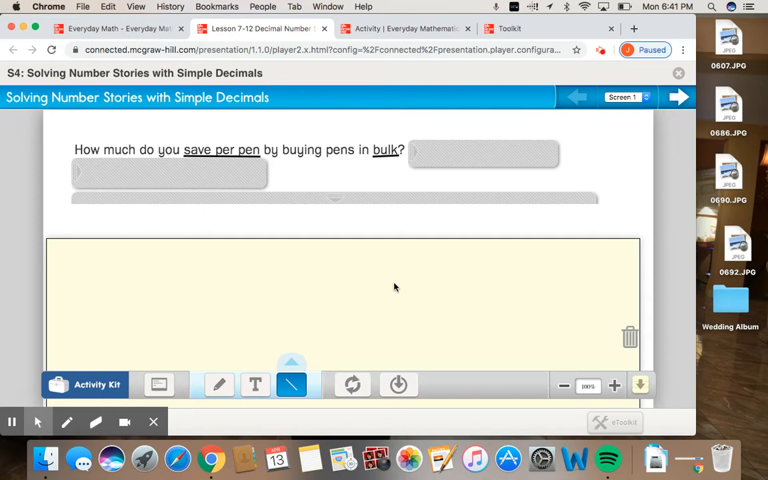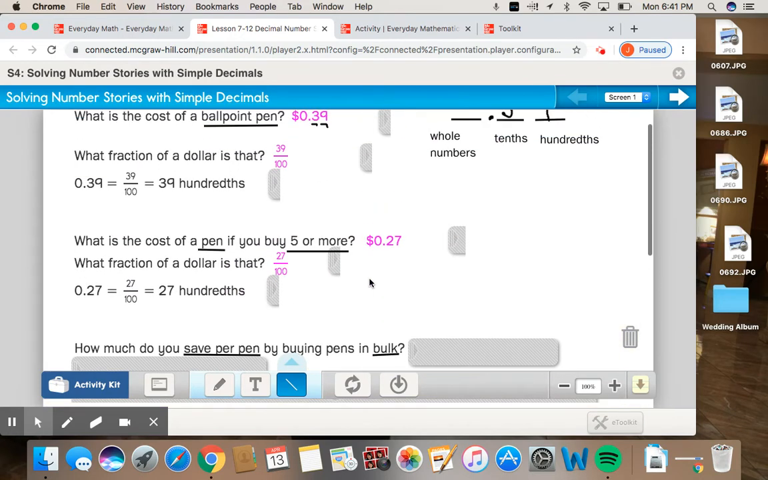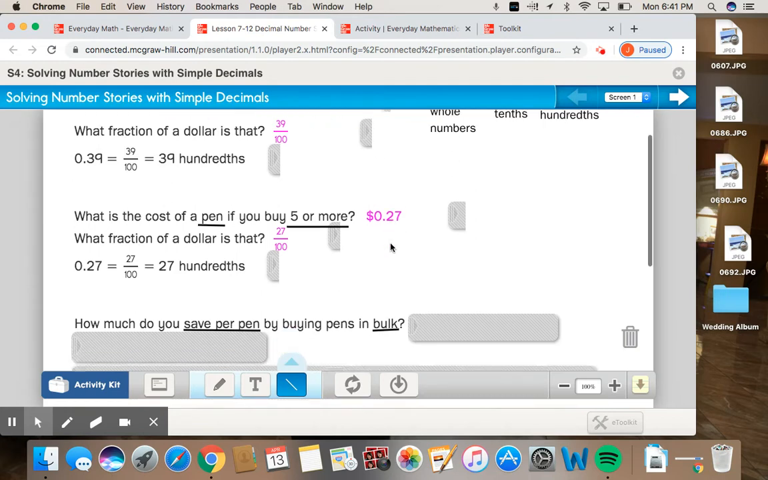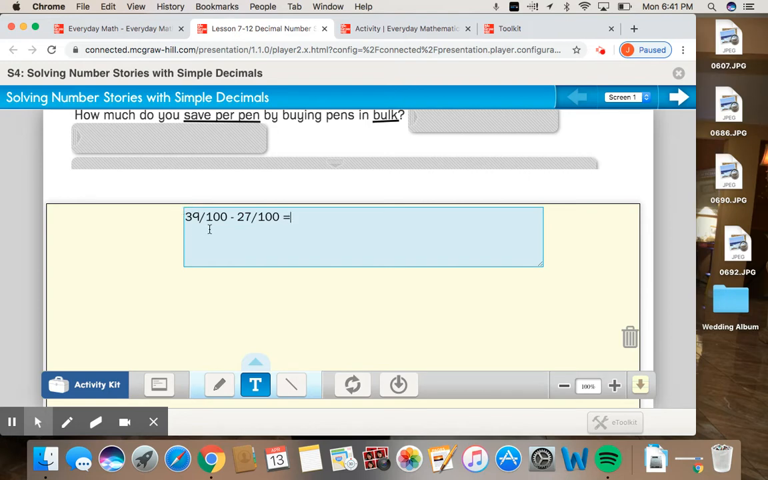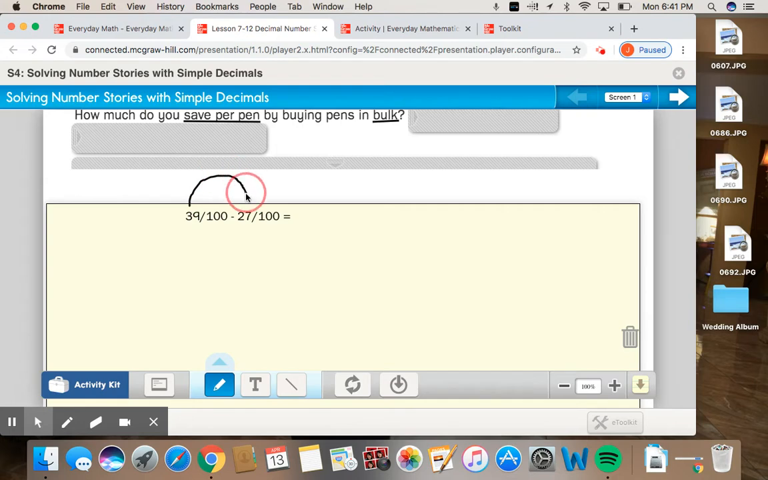So there's a couple ways that you could do this. You can subtract 39 cents minus 27 cents, or you can leave them as fractions. So I can do 39 hundredths minus 27 hundredths and figure that out. And remember, when you do your subtraction, you only subtract the numerators. Subtract the numerators only, and you leave your denominator the same.